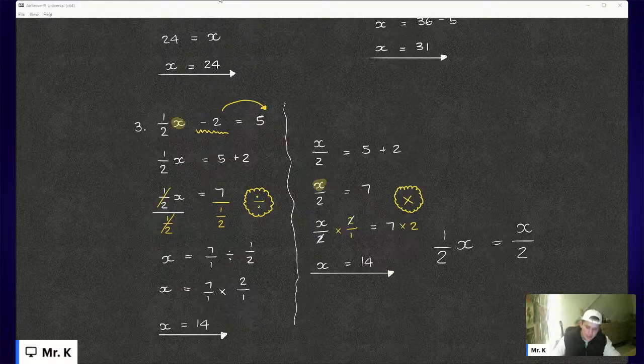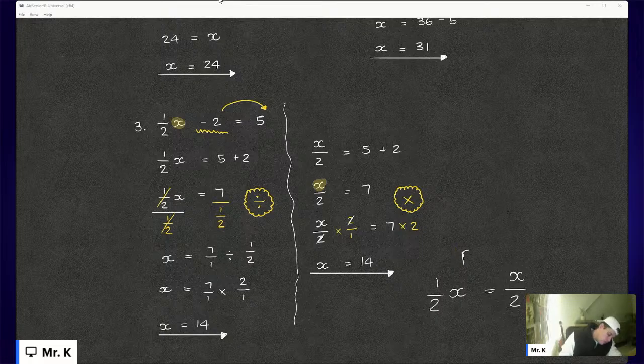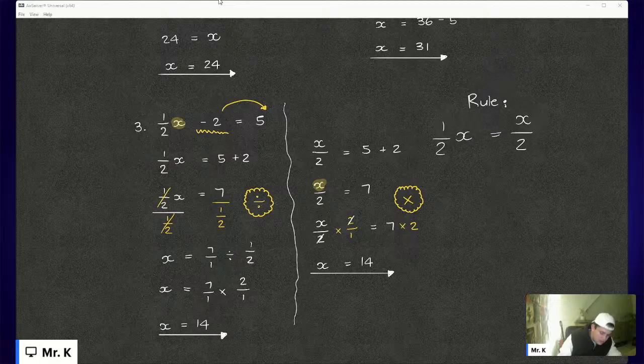I'm going to give you a second to quickly copy this down if you'd like to. Just remember that this is the rule that I've used to come up with the 2 different variations of solving the same question. So please take note of that. All right.